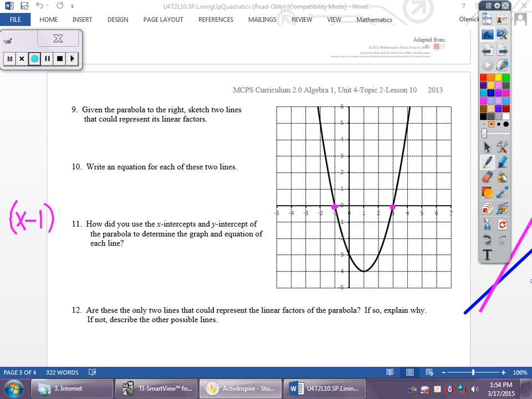If I put in 0, 0 minus 1 is negative 1. So 0, negative 1. And then if I plug in 1, 1 minus 1 is 0. And the line goes this way. It never goes through that dot. So think about some more patterns that we started to notice. What could I do if x minus 1 doesn't work? What do we think works?